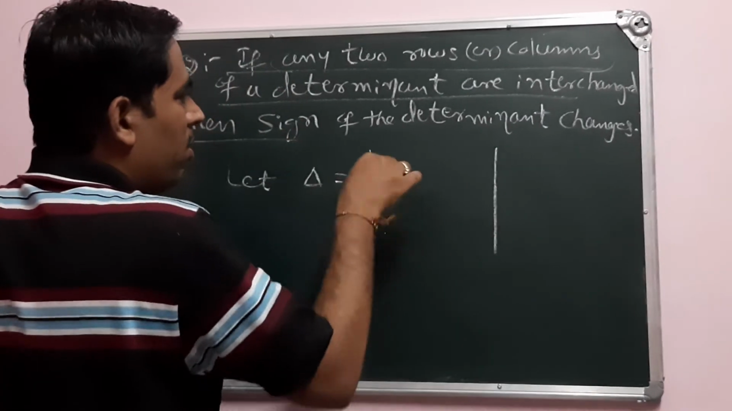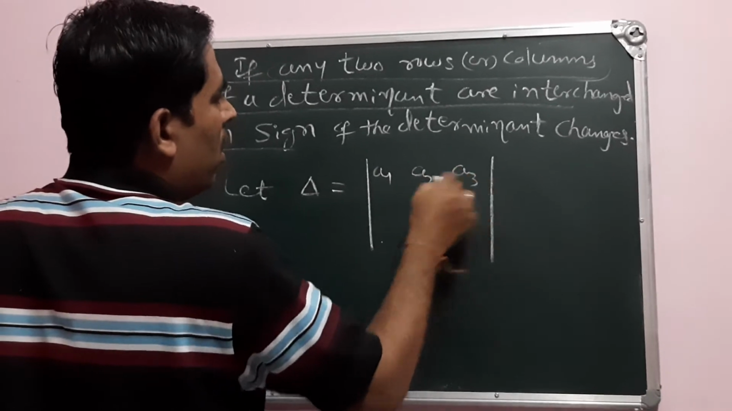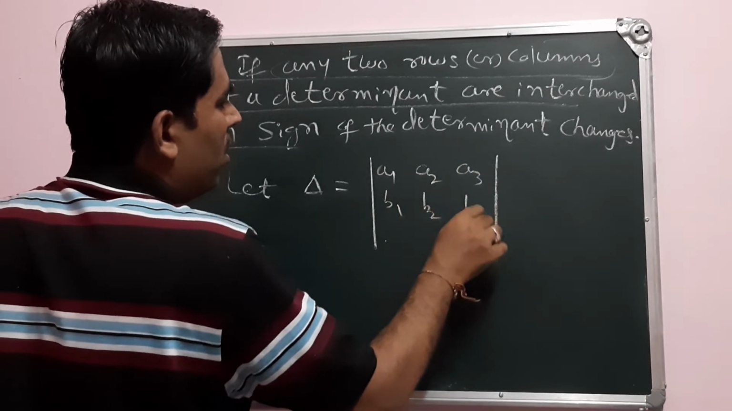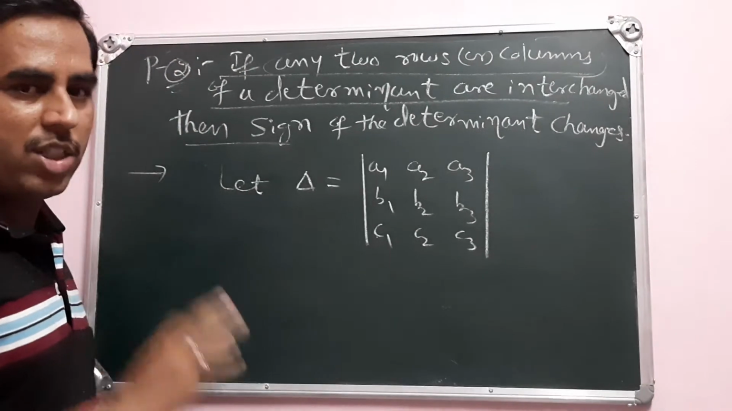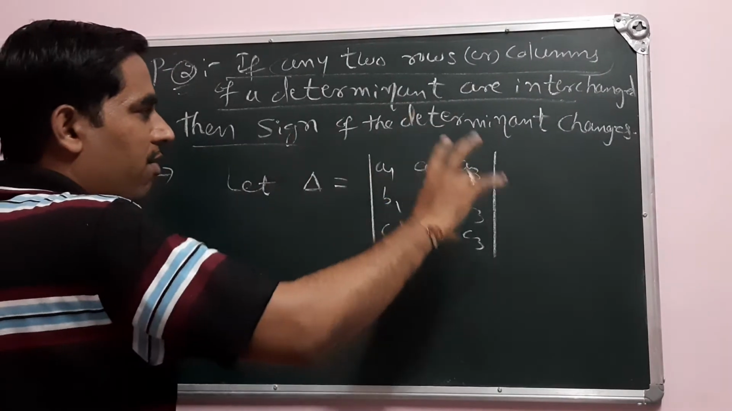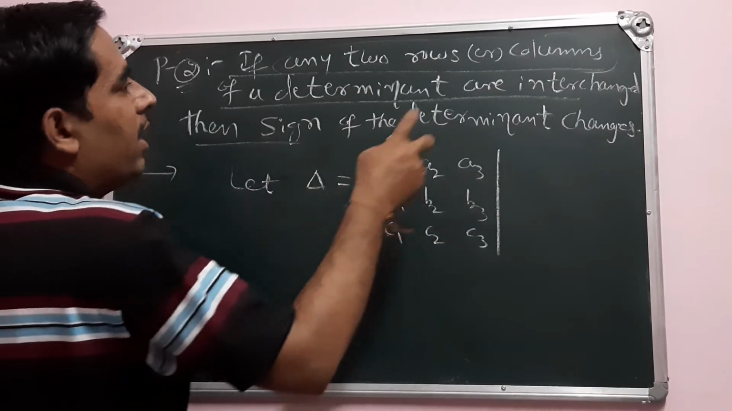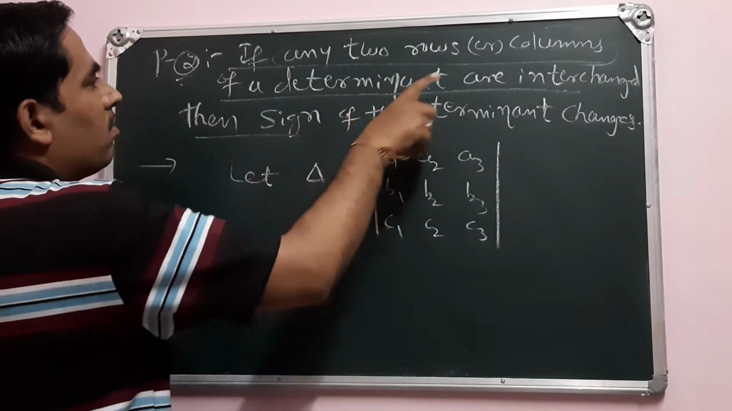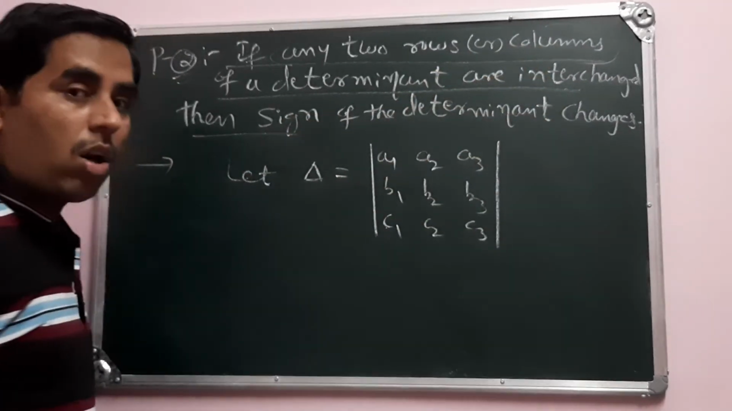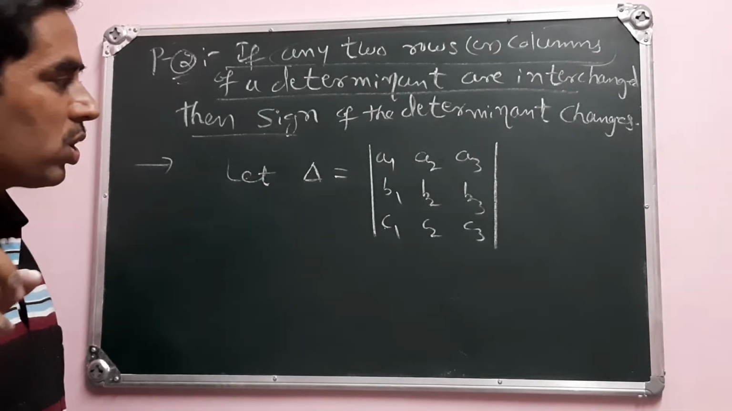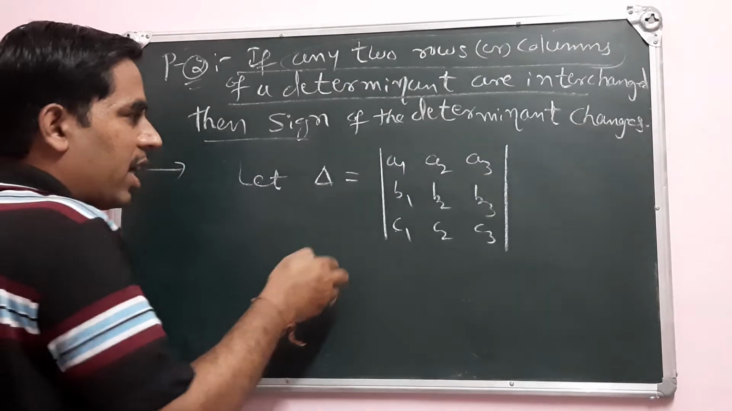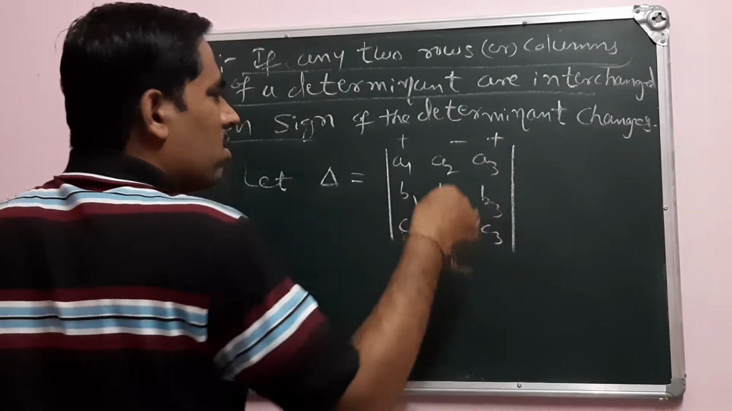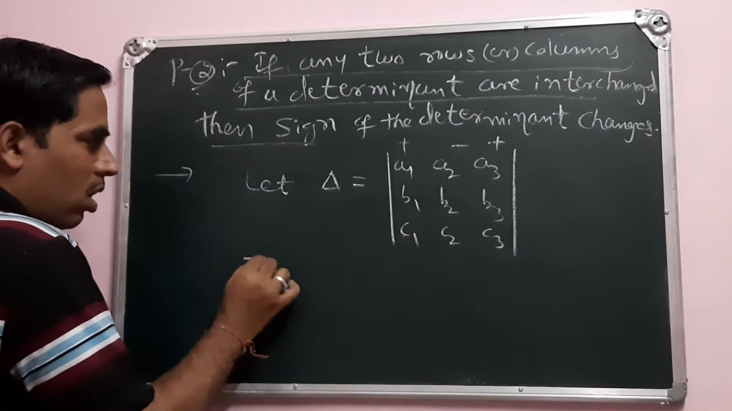So my determinant will be what? A1, B1, C1, A2, B2, C2, A3, B3, C3. So this is my determinant generally. Okay, if I interchange any two rows or columns, so this is my original determinant here. See, if I expand this, with the same steps, I will get what?